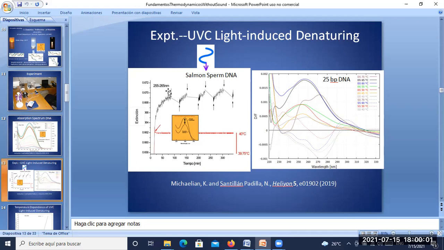When we turn the light off, we find that the extinction goes down until we turn the light on again. And then it starts going up and down and up and down and up and down with the light being turned on and off.